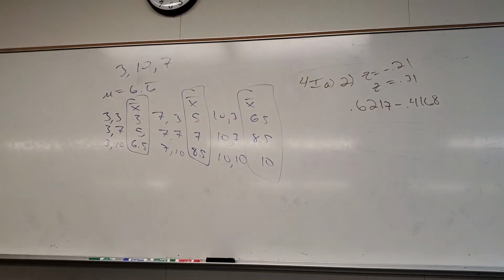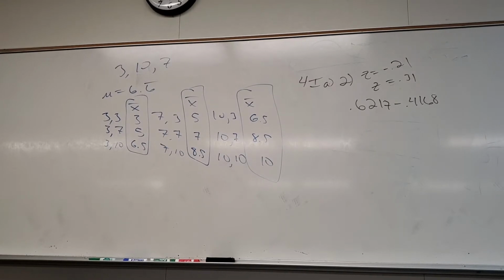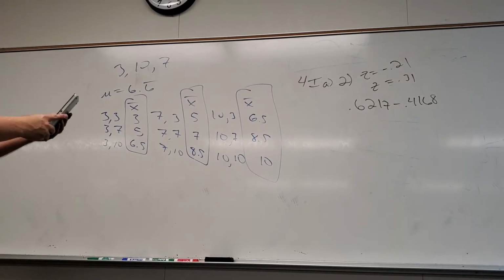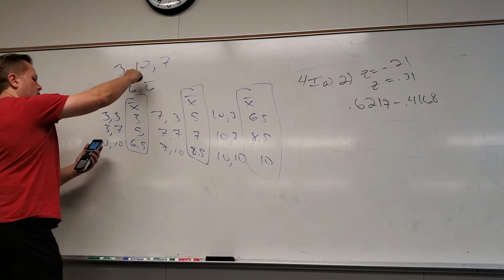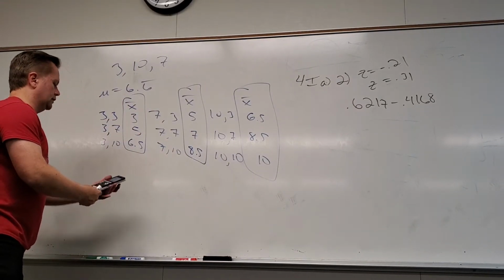Now real quick, let me push my luck here. If I put 3, 10, 7 into list 1, I can get the standard deviations. I'm going to do that real quick, and if you don't trust me, you can do it yourself. So I get a standard deviation of, and this is my population, I get a standard deviation of 2.867.